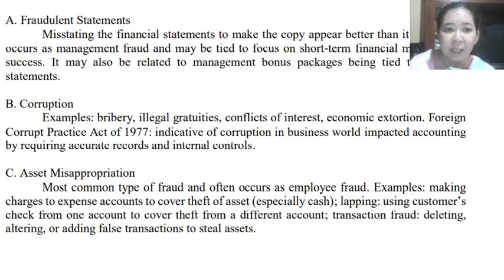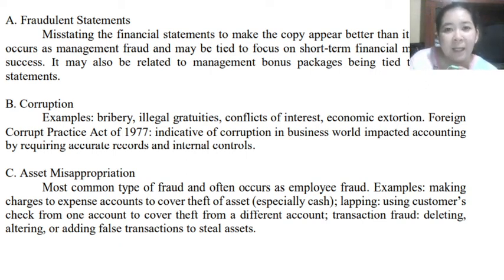Another fraud scheme that is very common also is corruption. Examples are bribery, illegal gratuities, conflict of interest, and economic extortion. The Foreign Corrupt Practices Act of 1977 is indicative of corruption in the business world, and impacted accounting by requiring accurate records and internal controls to avoid corruption, or to minimize corruption. Actually, you cannot eradicate or totally eliminate it, but you can lessen or avoid it as much as possible.